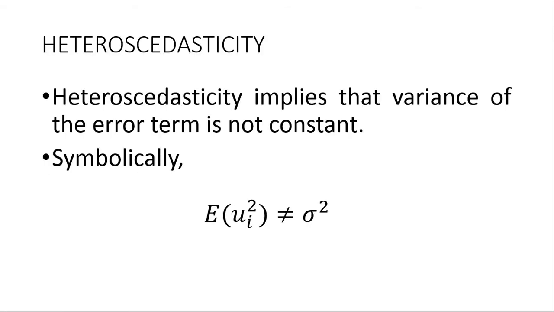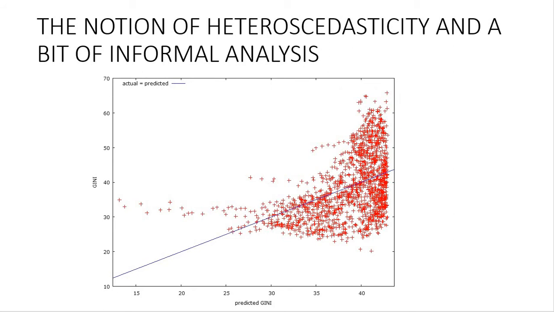Hi. So our final topic to discuss during this lecture is heteroscedasticity. As you should remember, heteroscedasticity refers to the situation when the variance of the error term is not constant. It's depicted schematically on this graph, with the Gini coefficient on the vertical axis and the predicted value of the Gini coefficient on the horizontal axis. You can see there is a relatively small dispersion here, and then it starts to increase. This indicates that variance is not constant.